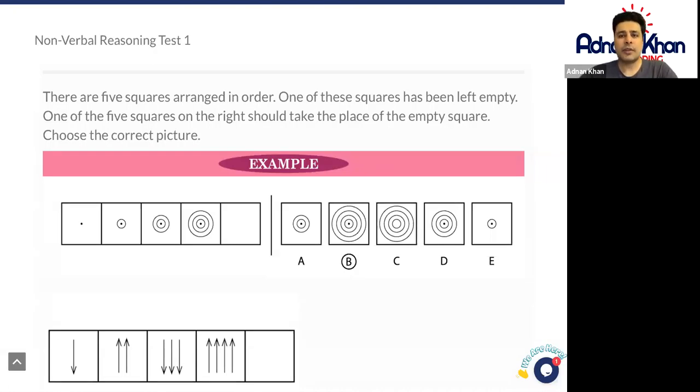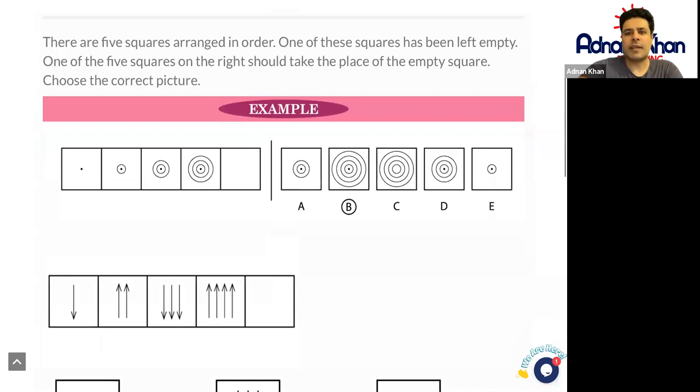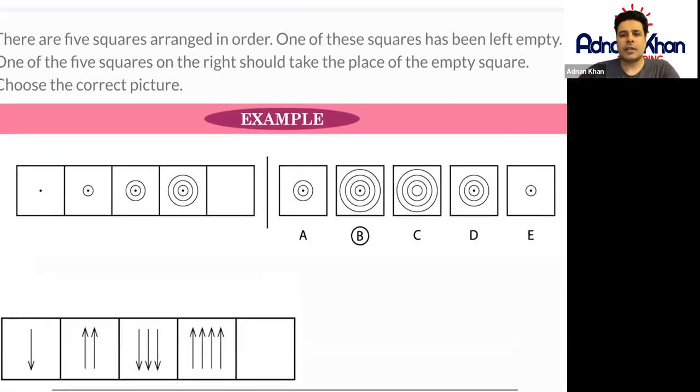We're starting with the first test, which is on non-verbal reasoning. Have a look at this example in front of us here. So we have in total 5 boxes on our left. So 1, 2, 3, 4, 5. So let's just have a quick look at the pattern in this question here.